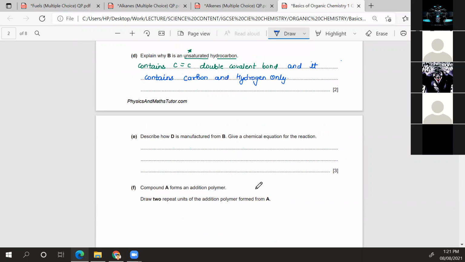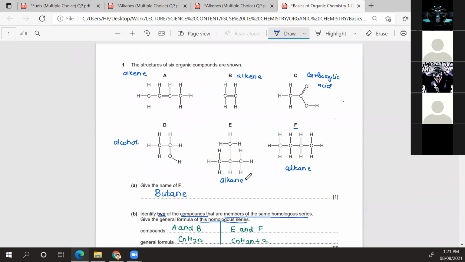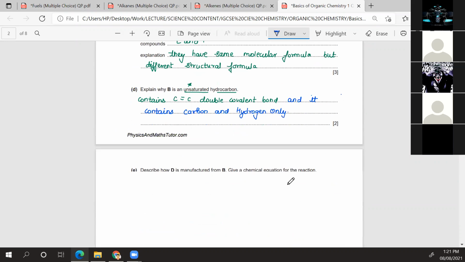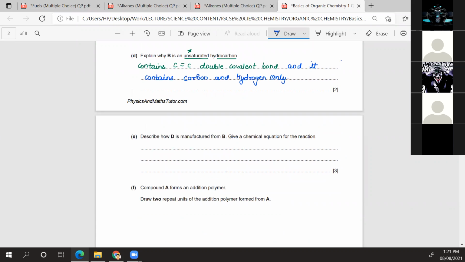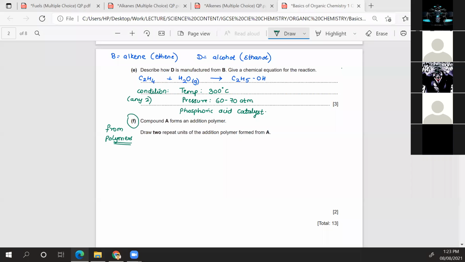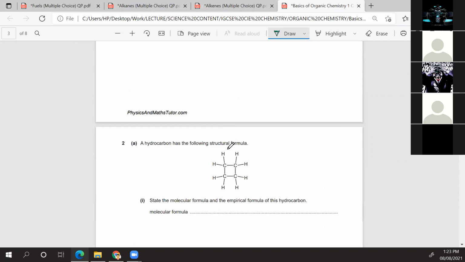Next question, describe how D is manufactured from B. What is D? D is alcohol. How is it manufactured from B? So how is alkene manufactured to alcohol? As I told you, it's a reaction where alkene is converted to alcohol by addition of steam. And since it's a 3-mark question, you also have to write the condition. And question number F is from polymers. Let's go to the next question.